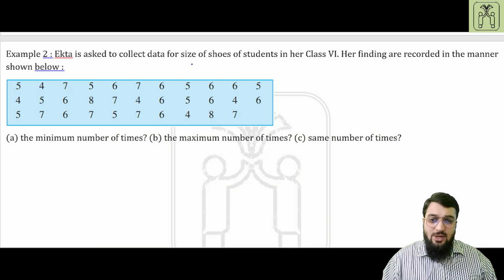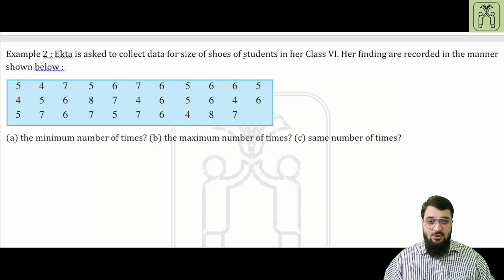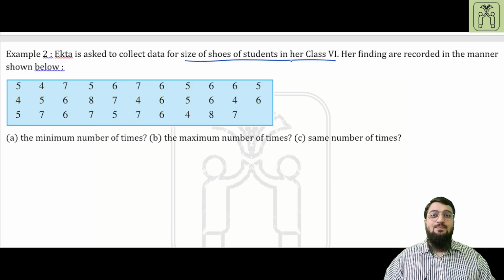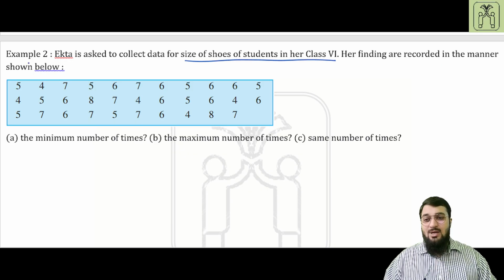Ekta is asked to collect data for size of shoes of students in her class 6. So size of shoes of students in class 6 is the motive of the research. Her findings are recorded in the manner shown below.